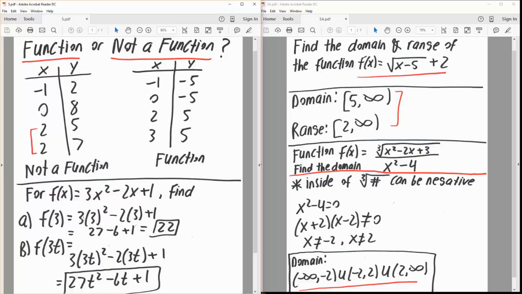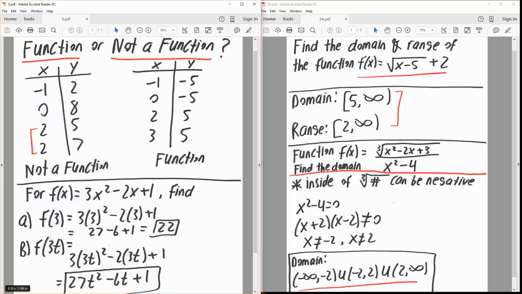So we have 3 times 3 squared minus 2 times 3 plus 1. So 3 squared is 9. 9 times 3 is 27. Minus 2 times 3 is -6, plus 1. So 27 minus 6 is 21. 21 plus 1 is 22. So the answer here is 22.